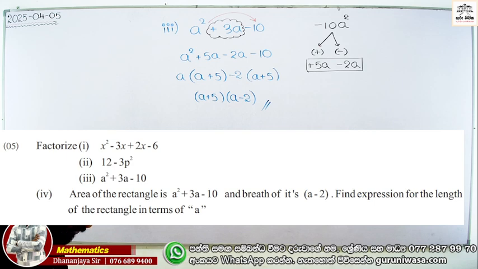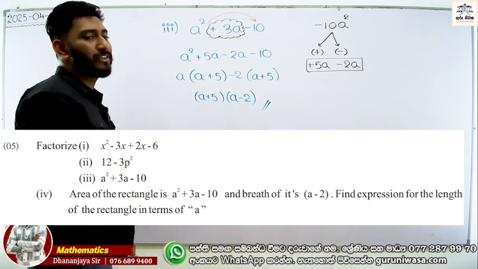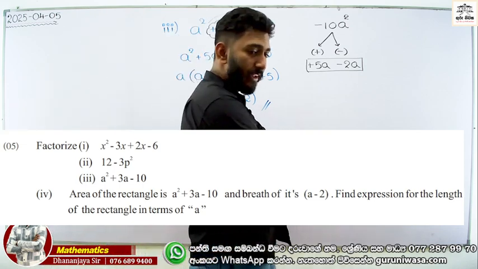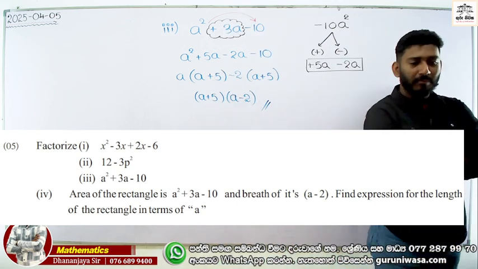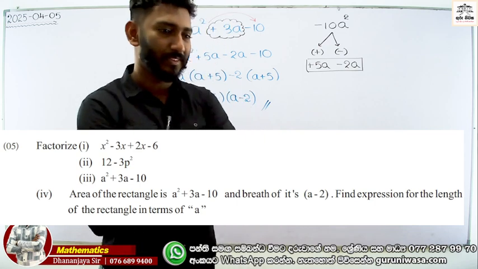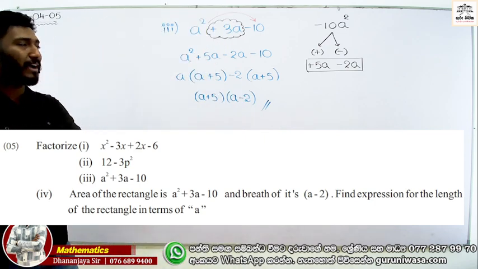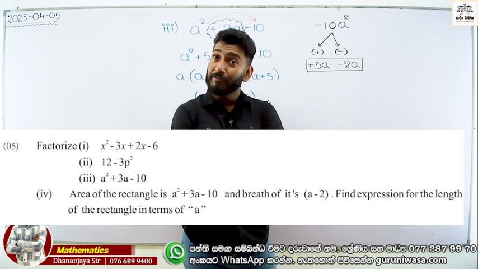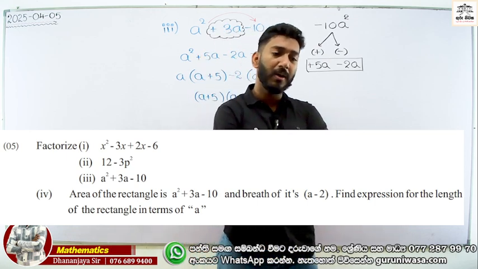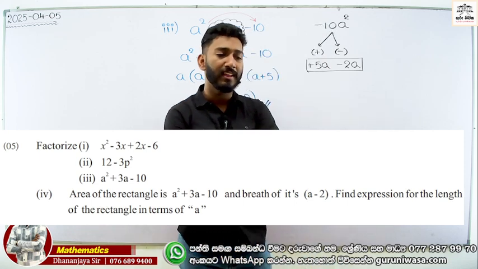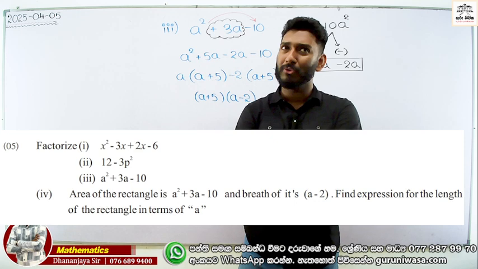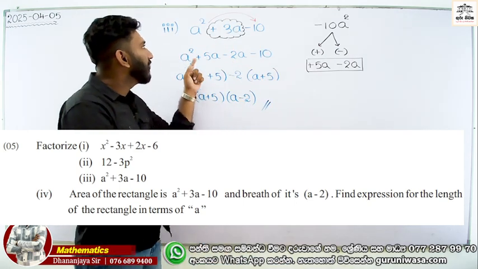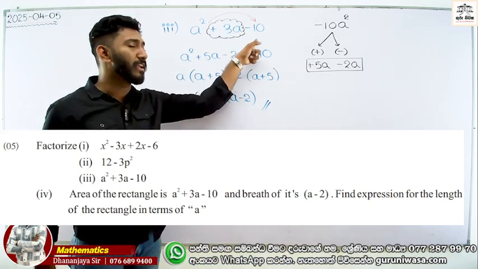Right. Now look at the fourth question. Let's see who does the fourth question. The area of the rectangle is a squared plus 3a minus 10, and the breadth is a minus 2. Find an expression for the length of the rectangle in terms of a. The answer is very easy. Why? Look at the previous one. This is a squared plus 3a minus 10.